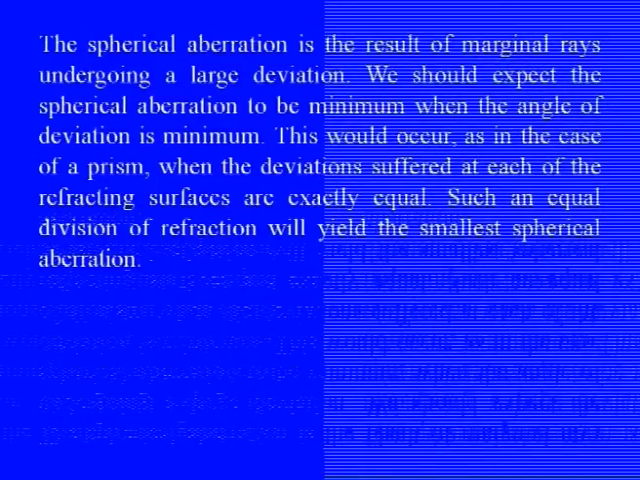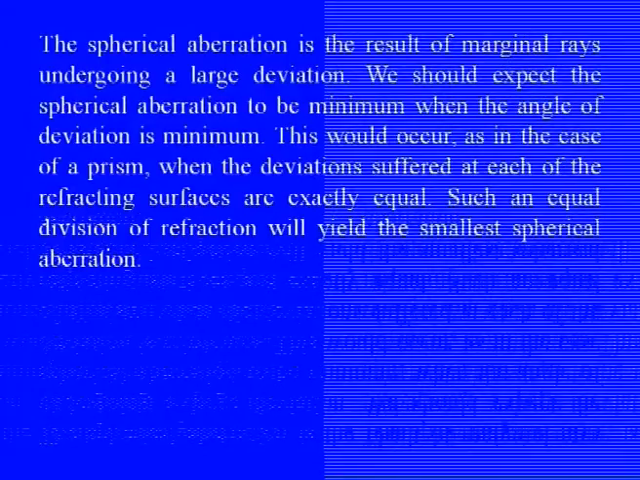Let us see why the spherical aberration is coming up, and whether we can do something better than this. The spherical aberration is the result of marginal rays undergoing a large deviation. So, we should expect the spherical aberration to be minimum when the angle of deviation is minimum, as would occur in the case of a prism. When the deviations suffered at each of the refracting surfaces are exactly equal, such an equal division of refraction will yield the smallest spherical aberration.